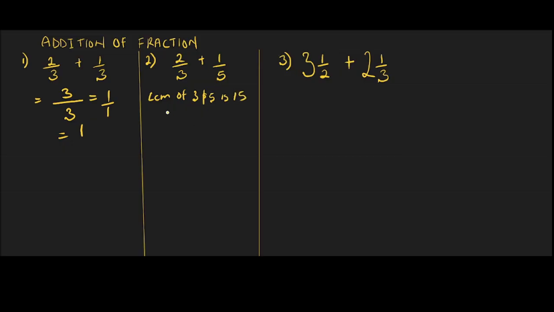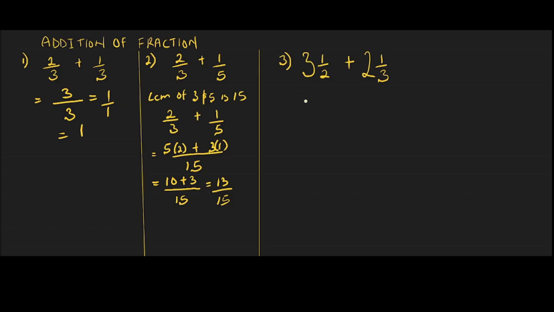So we have 2 over 3 plus 1 over 5. The LCM is 15. We divide it by each denominator. 15 divided by 3 is 5, and 5 times 2 is 10. Then 15 divided by 5 is 3, multiplied by 1 is 3. So we have 5 times 2, 10, plus 3, over 15. Then we have 13 over 15. That's how to add in this case.